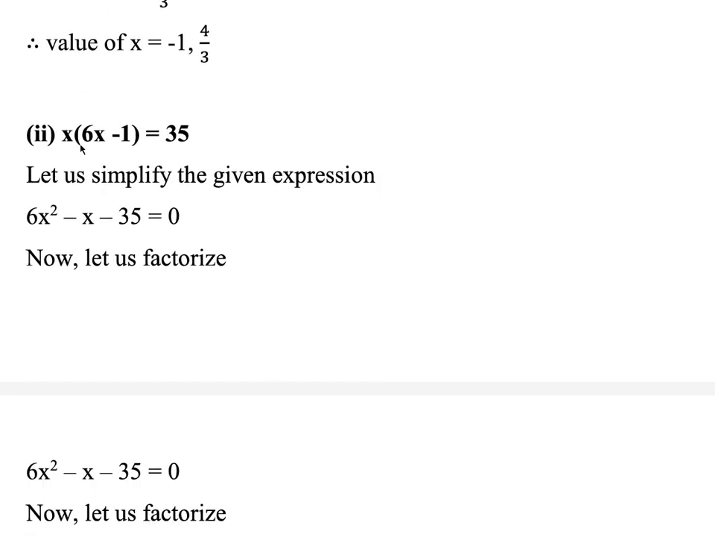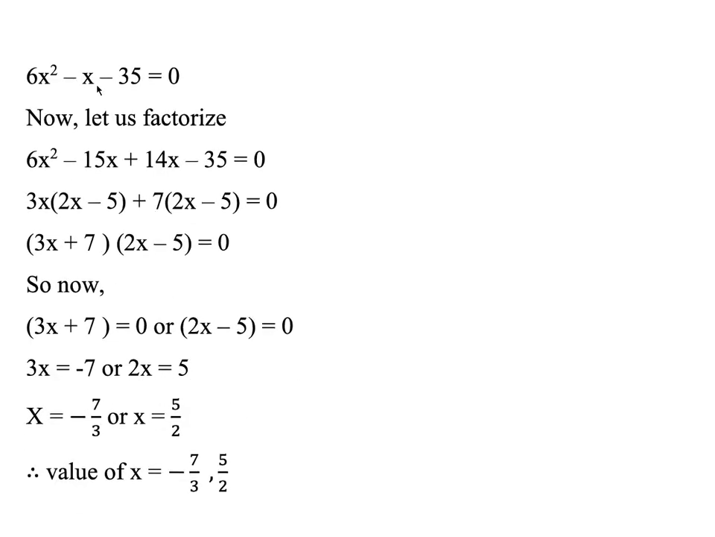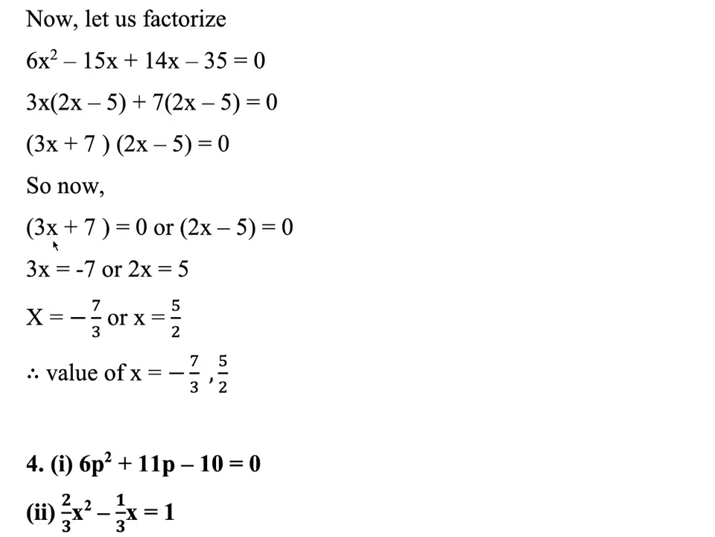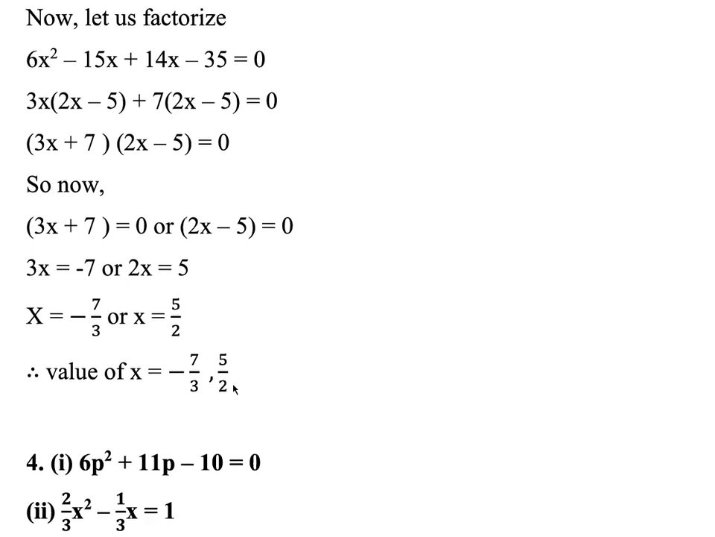Come to the next part. x into (6x minus 1) is equal to 35. So 6x square minus x minus 35 is equal to 0. So we have to factorize, that is minus 15x plus 14x is equal to minus x, that is the mid-term factorization. After that, a little bit of simplification, you will get (3x plus 7)(2x minus 5) is equal to 0. If 3x plus 7 is equal to 0, the value of x will be minus 7 by 3, and if 2x minus 5 is equal to 0, the value of x will be 5 by 2.